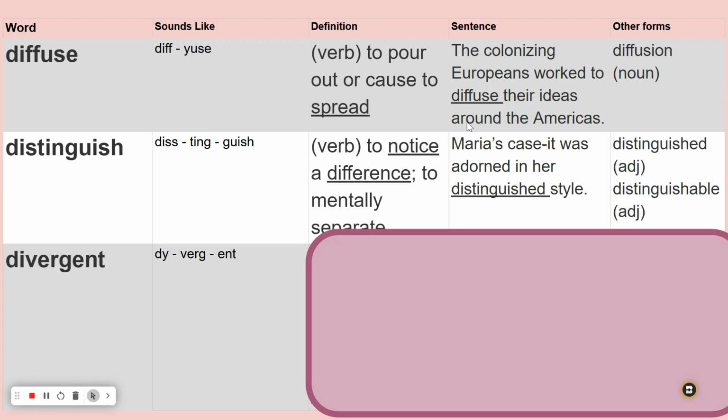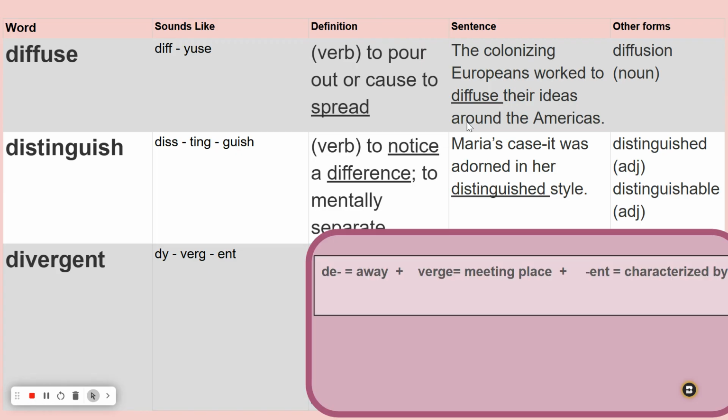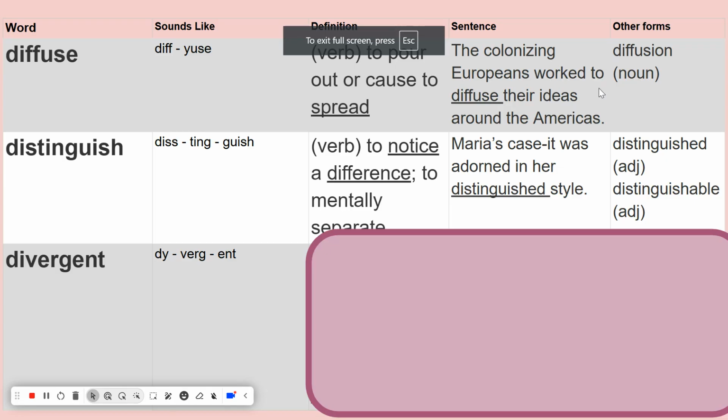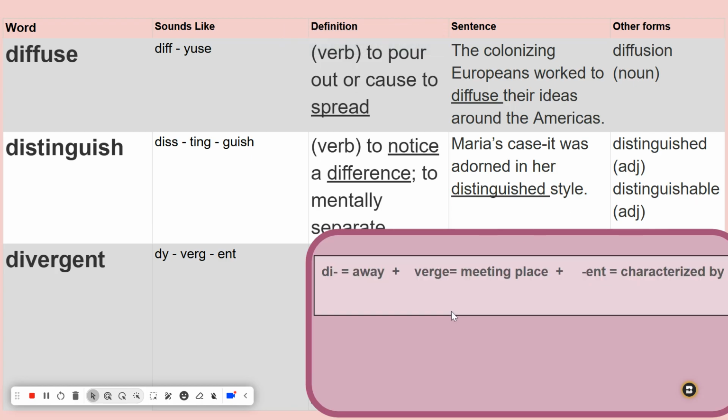Let's go back to divergent. Divergent, which we said comes from, oops, hold on, I did it wrong again. It comes from di, meaning apart or away in this case, because verge is a meeting place. And so I feel like apart kind of connects more to meeting place and verge. And then ent, characterized by. So we have away from meeting, and it needs to be a description.